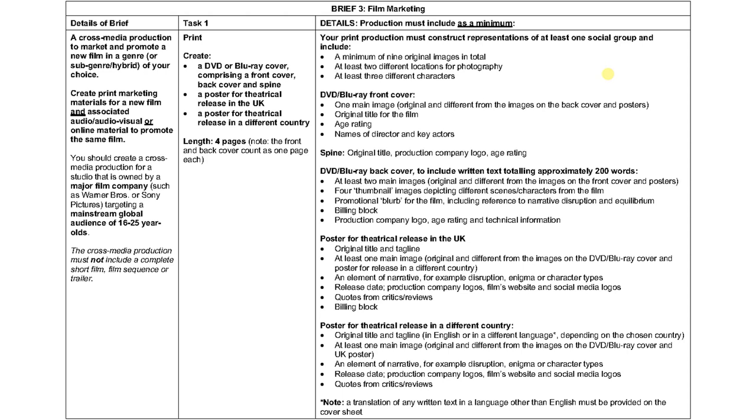You have to have at least, again, like the other ones, one main image that's different from the images that are on the UK poster and the Blu-ray or DVD cover. It should again have an element of narrative, showing the disruption and enigma character types. It should have the release date, production company logos, film's website, which of course should possibly be specific to that country, and social media logos, again, quotes from critics and reviews. If you're doing it in a foreign language, you have to put a translation of any written text in the language other than English on the cover sheet that you hand in with your project.